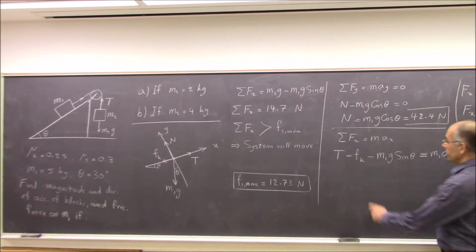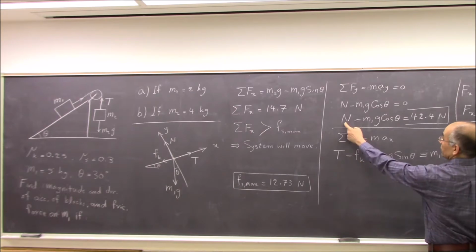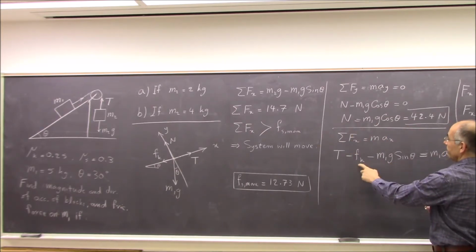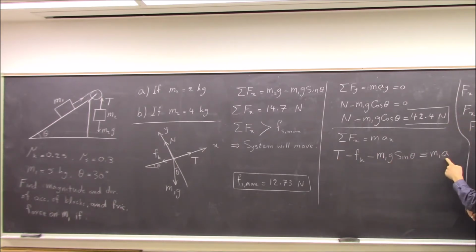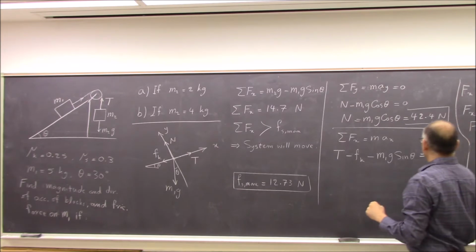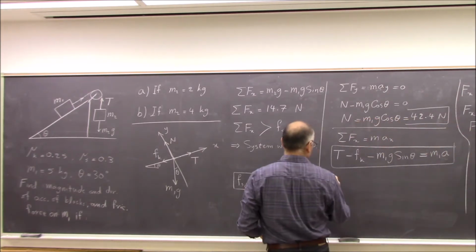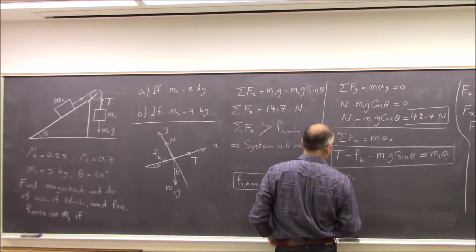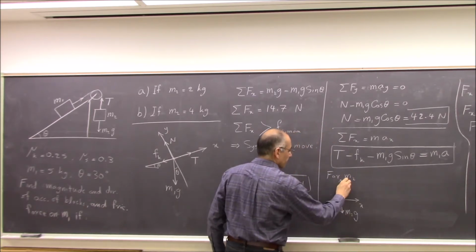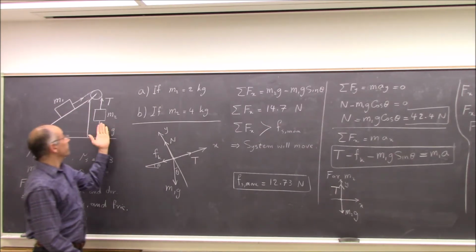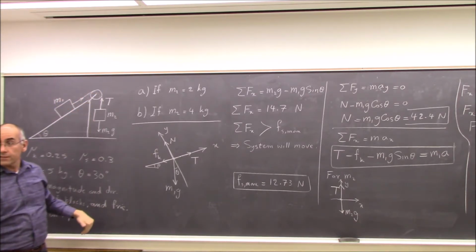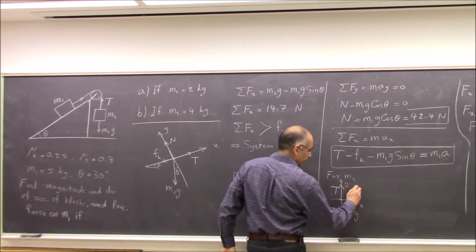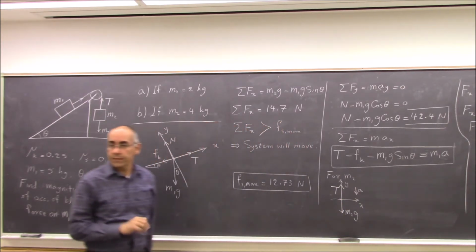Right? But here, we know how to calculate Fk because it's normal force times mu k. We know M1g sine theta, but we don't know T and we don't know a. Right? So it's one equation for two unknowns. We keep it. For M2, we have a free body diagram like this. And which direction is the acceleration of M2? If M1 is accelerating in the x direction, M2 will accelerate in the negative y direction, right? So the acceleration will be this way. The same magnitude, but downward.